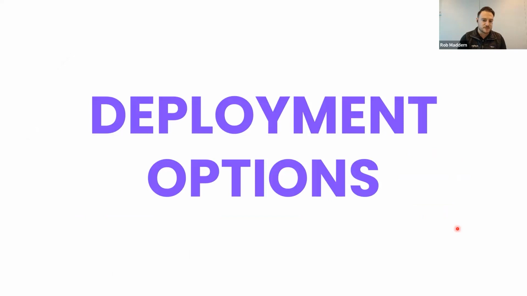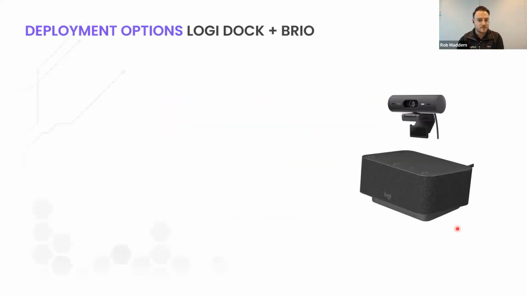So some deployment options when we're talking about the huddle space. Obviously we've been focused on Rally Bar Huddle, but what other products do we have that have been available that we could have used in a huddle space as well? So one of them is a Logi Dock and a Brio.